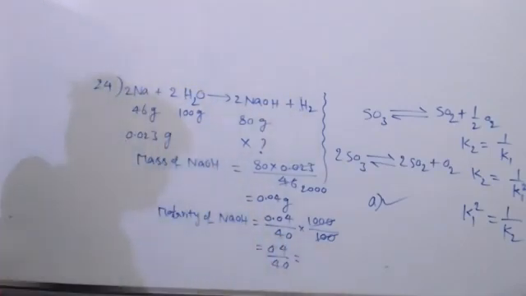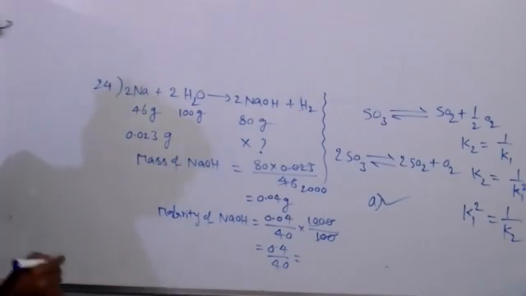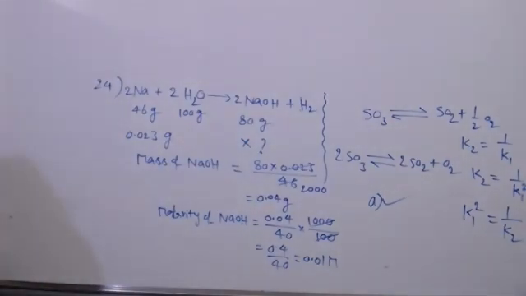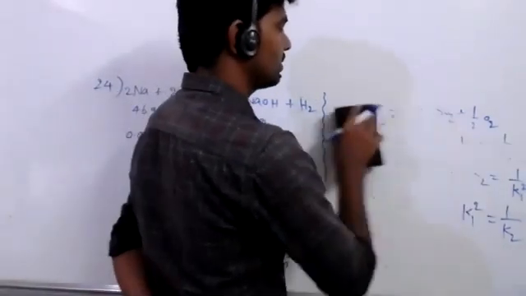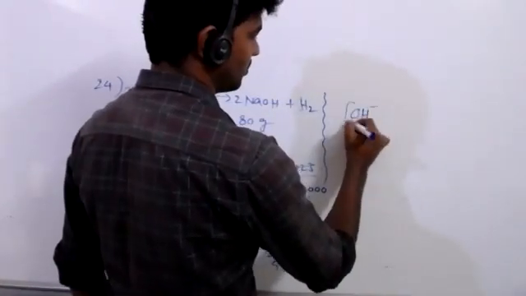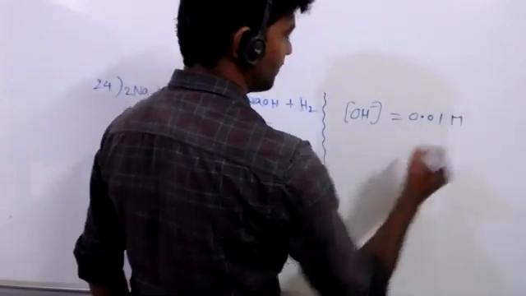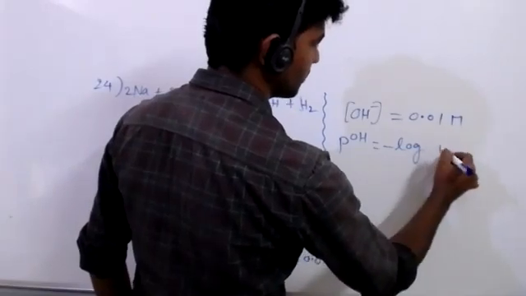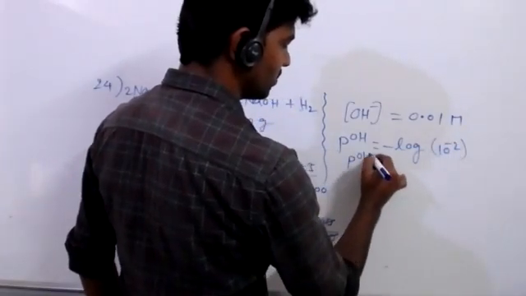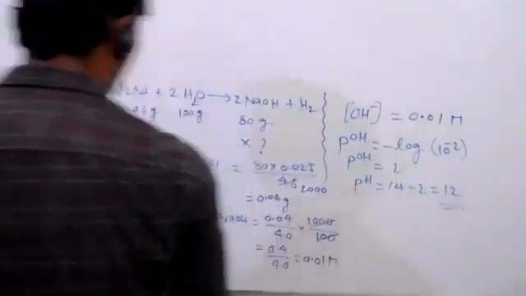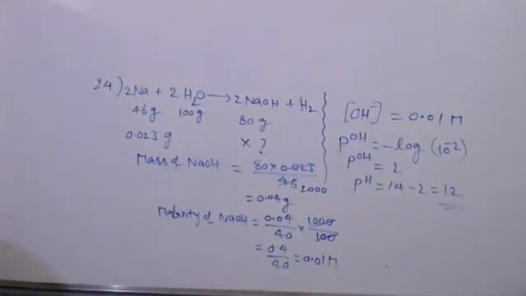This concentration is 0.01. That is, NaOH concentration is nothing but OH minus concentration, which is 0.01. Then pOH is equal to minus log of 10 power minus 2. So pOH is equal to 2. Then pH is equal to 14 minus 2, that is 12. D is the correct answer.